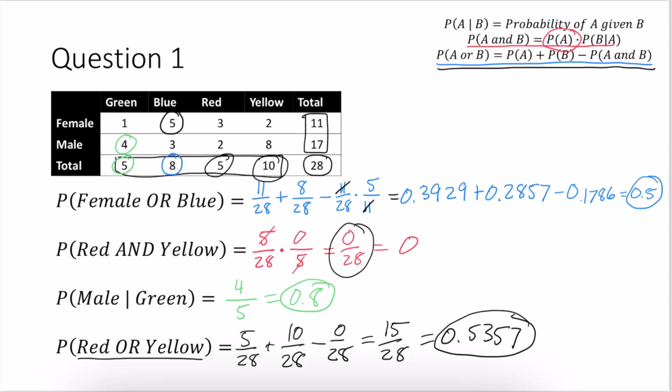And in this case, this subtraction of 0 over 28 makes sense because there's no overlap between red and yellow. So you're not double counting anything. When you subtract the double counting, it's just subtracting 0, because there are no students that got counted as having their favorite color as red and also yellow. So that's how you would do question 1.